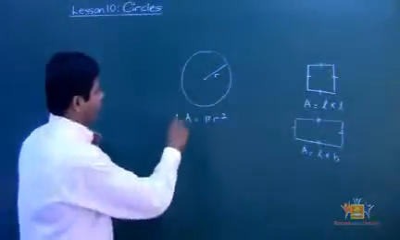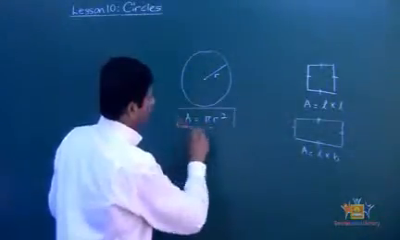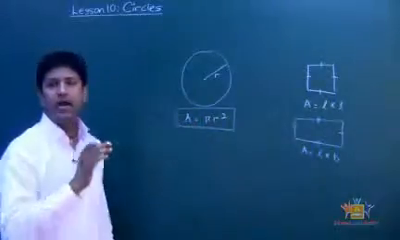Okay, so this is the formula. I want you to memorize this. Area equals pi r squared.